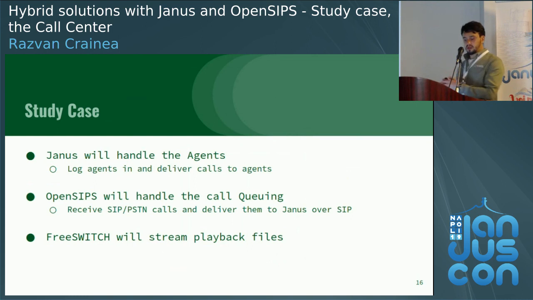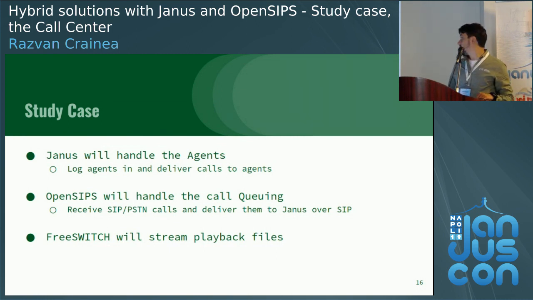So in our setup, we will have Janus handle the agent side. So the agents will basically use a web interface to log into the call center. And OpenSIPS will handle the call queuing. OpenSIPS will handle the PSTN calls from the SIP side and organize them in queues and deliver them down to agents. And in this setup, we will also use FreeSwitch to play some playback files, for example, the welcome media file or the queuing file.